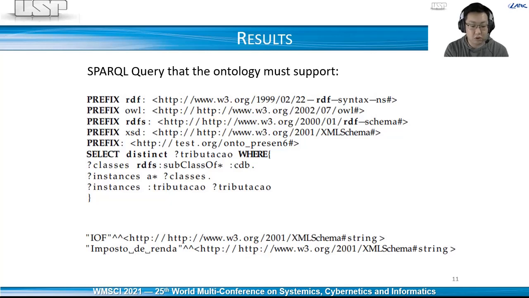So after we constructed the ontologies, we must use them in our system. This is one example of a SPARQL query that the ontology must support. In this example, the query aims to obtain all taxes associated with one specific product, the CDB, a fixed income investment in Brazil. The result obtained with the ontology developed with our approach is IOF and the income tax, two taxes present in Brazilian CDB that were actually provided in the Brazilian Portuguese text.